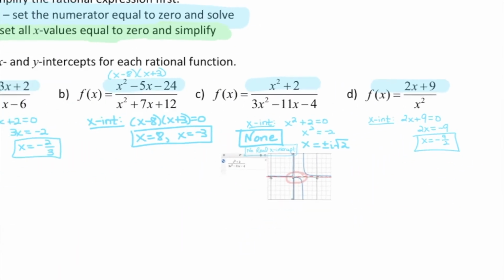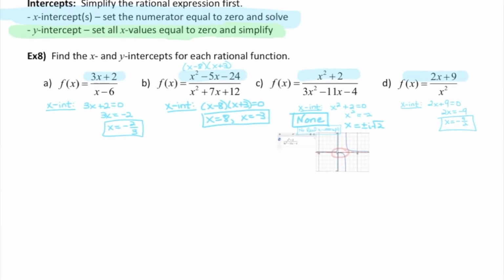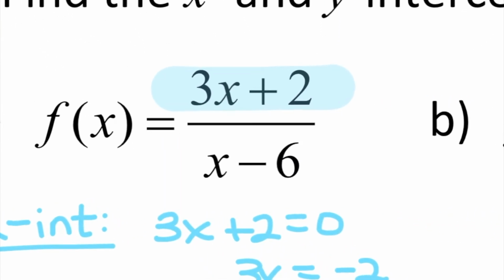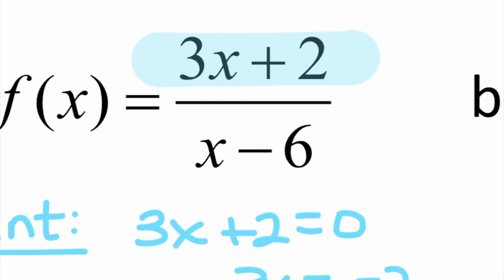So the next thing that you're asked to do is find the y-intercept. And so what I want you to do is look back at the equation and remember that we said that we were going to set all of the x values equal to 0. And so you could, if you really want to, put a 0 here and put a 0 here. 3 times 0 is 0, plus 2 is 2, 0 minus 6, negative 6.